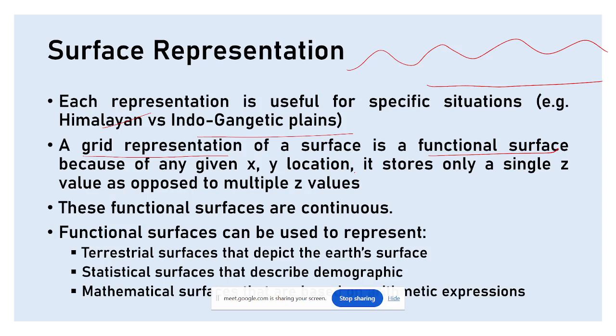So, functional surfaces are used to represent terrestrial surfaces that depict the Earth's surface, like these mountains and plains. Statistical surfaces describe demographics, like population, pollution, things like that. Then mathematical surfaces are based on arithmetic expressions. That is a mathematical approach. So that is how functional surfaces are considered.